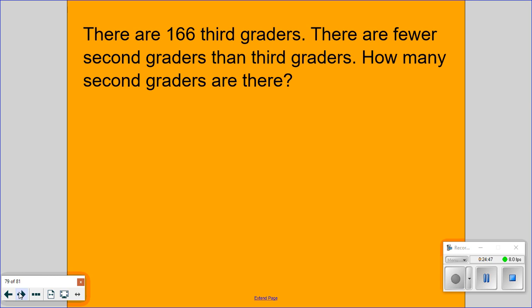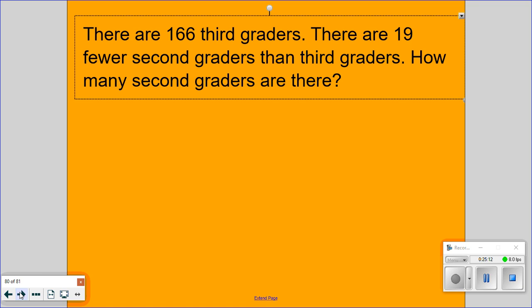Evelyn. Could be 1. Likely not 1 because it's plural, second graders. But it could be something really little like that, sure. Kaden? 2. That would be plural. Tegan? I'm going to give you a few more pieces of information.